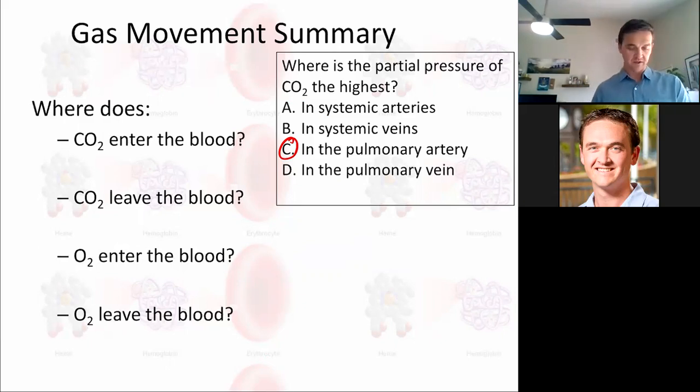Okay, a few other questions here. Where does CO2 enter the blood? It enters at the tissues, right?